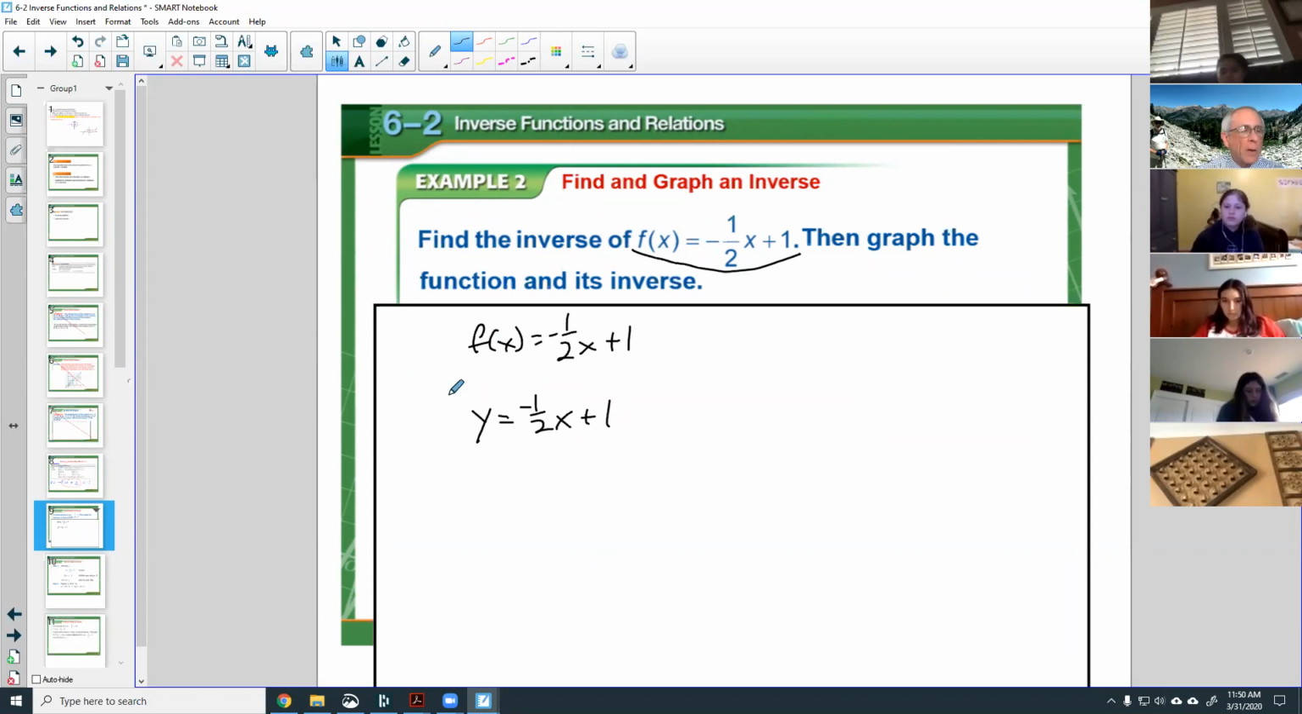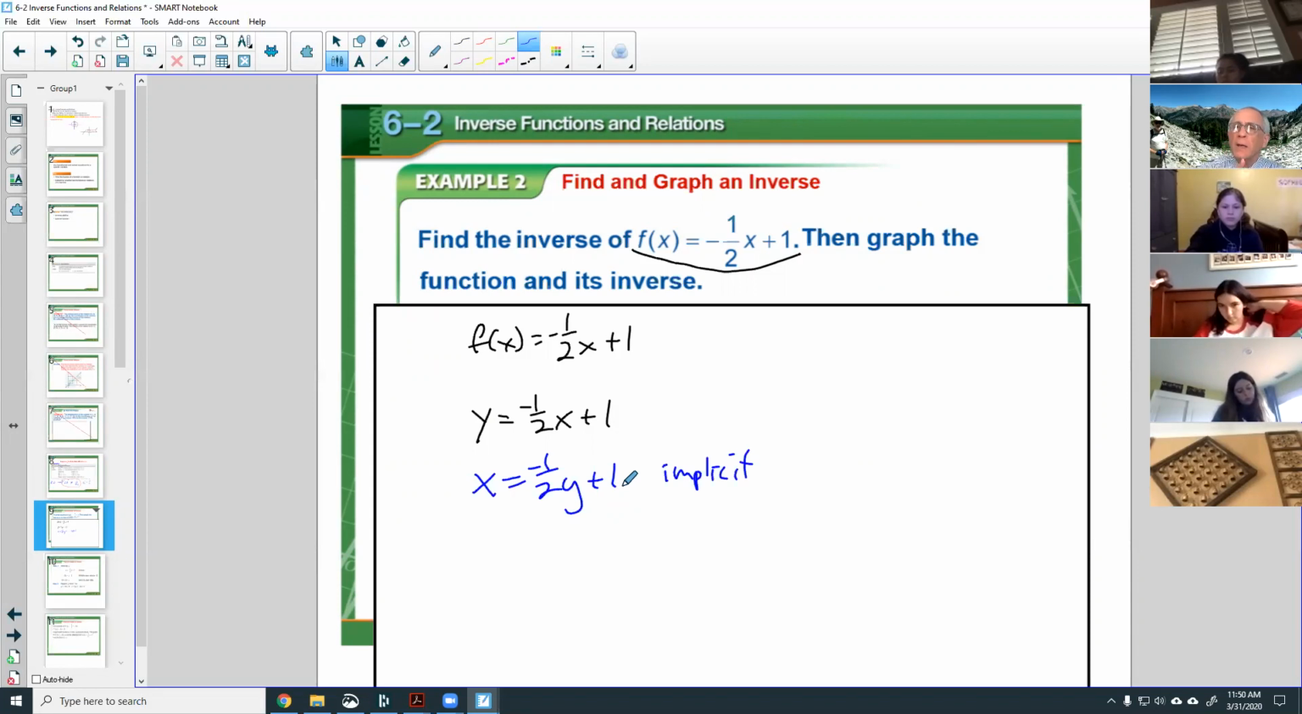So I've got y equals negative 1/2 x plus 1. Well, I want to make the inverse. I'm going to say x equals negative 1/2 y plus 1. All I did was switch the x's and the y's. That's all I had to do. And this right here is called the implicit form of the inverse. So you should know that. Just switching the x's and y's, I have an inverse, and it is the implicit inverse.